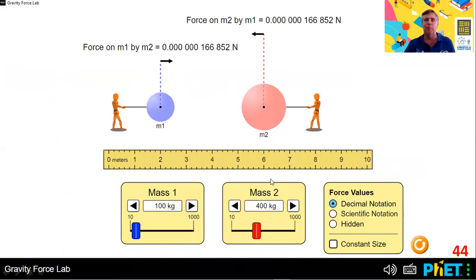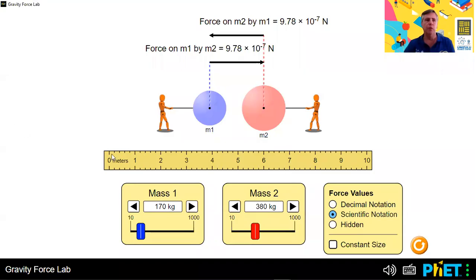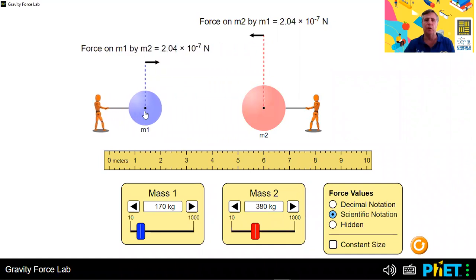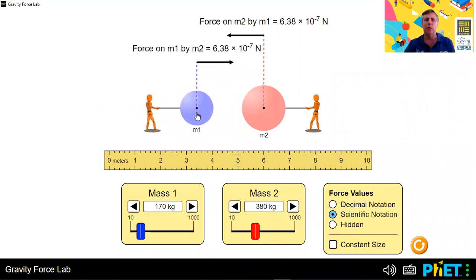So again, there's a wonderful way to explore this with the Gravity Force Lab, one of these great PhET simulations. And you can see you've got two masses which are attracting each other. Now you can see the force of attraction from the length of these arrows or from the numbers on top. Let's change it to decimal notation. Although these are quite heavy objects, 170 kilograms and 380, you can see the gravitational force between them is extremely small, less than 1 part in a million.